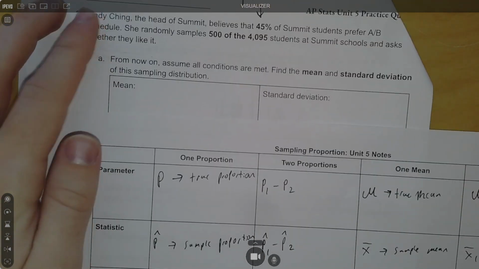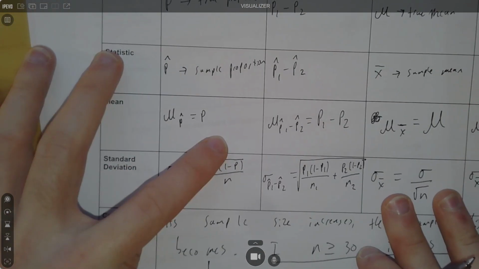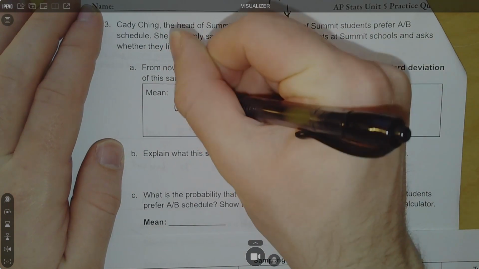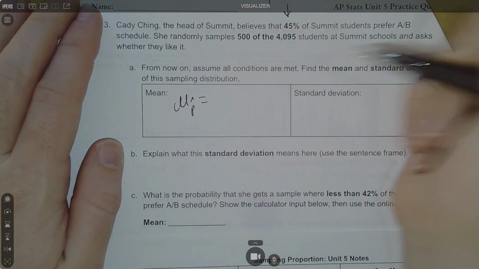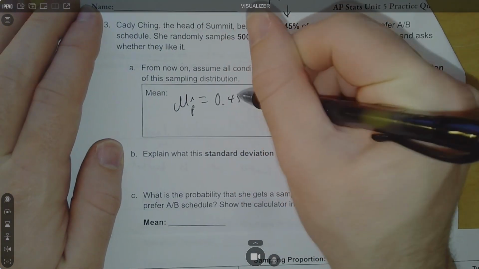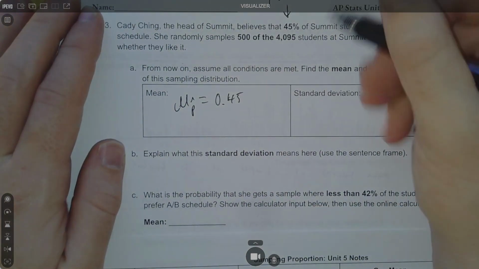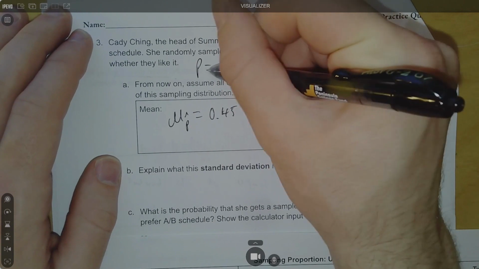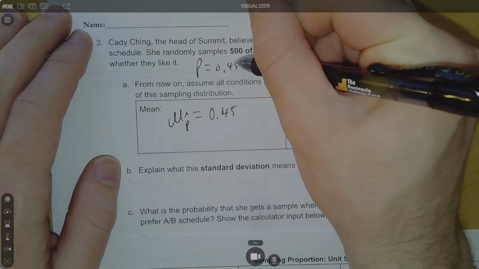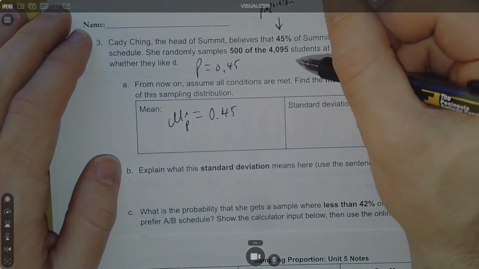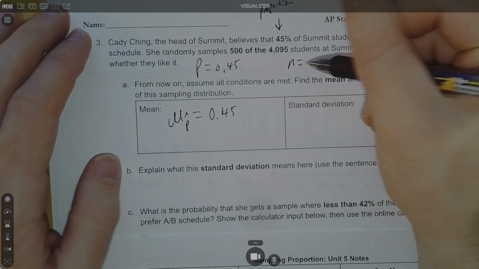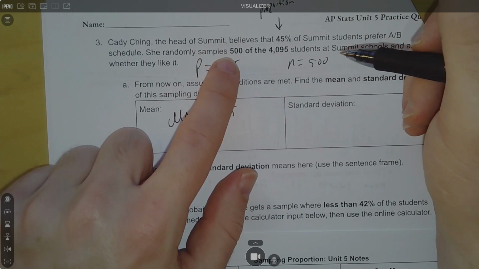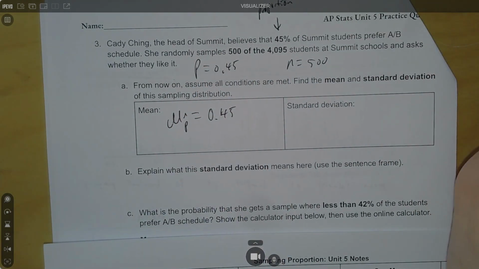So to get the mean, the mean is just equal to the p. So I can say that the mean, mu of p hat, just equals 0.45 because that is what the p is. Okay, and it's helpful in this case to mention that the other letter that we care about is the sample size. And so the sample size here is the 500 because she took samples of 500 out of that number.